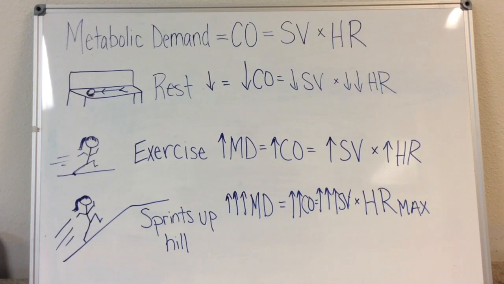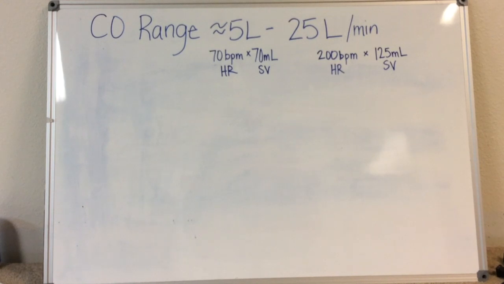When this happens, we have to slow down or cease activity. This is why we can't maintain our top end sprint speed very long. Our cardiac output can range anywhere from about 5 liters to about 25 liters per minute. It does this by significantly adjusting our heart rate and slightly adjusting our stroke volume.